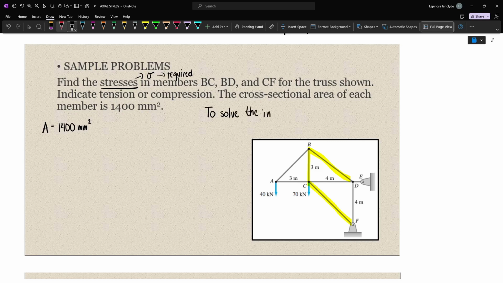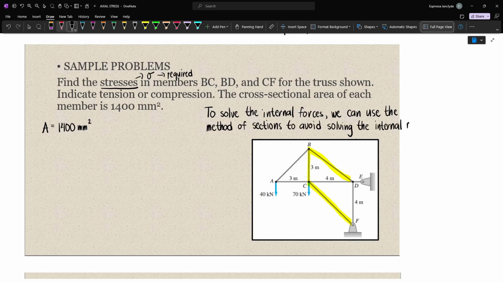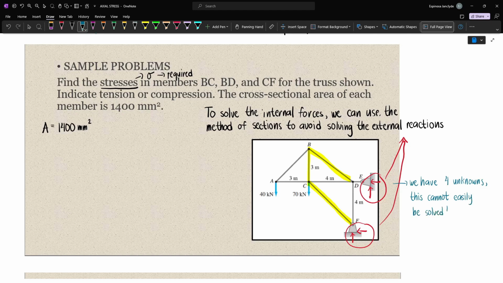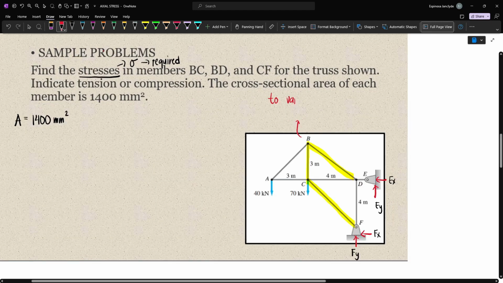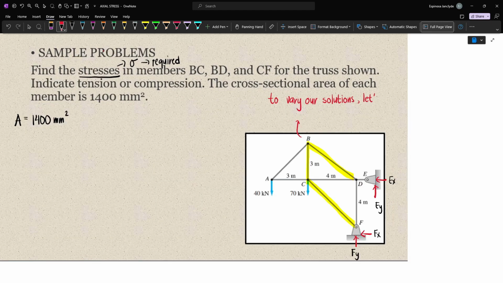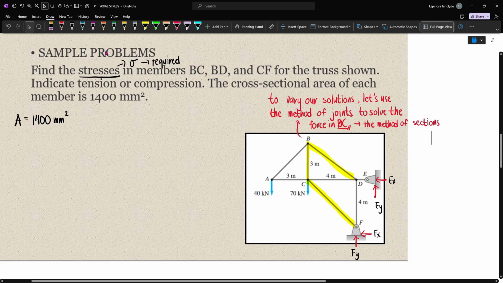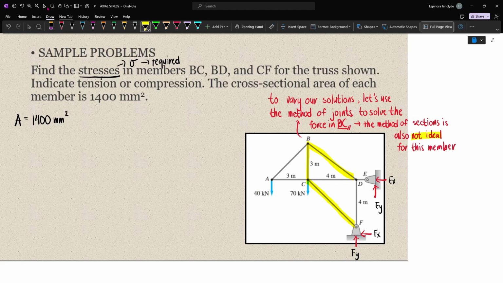Now, to solve the internal forces, we can use the method of sections to avoid solving the external reactions. Our truss figure has 4 unknowns, because we have 2 hinges, and so this is essentially indeterminate. However, we can also use the method of joints in conjunction with the method of sections. We will start from left to right. To vary our solutions, let's use the method of joints to solve the force in BC. Notice here that the method of sections is not ideal for this member.